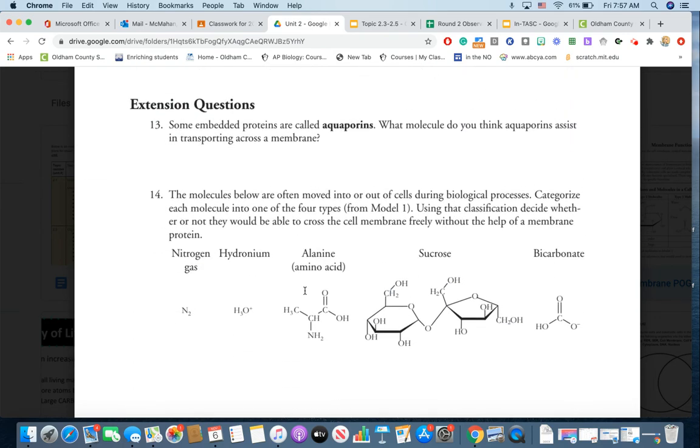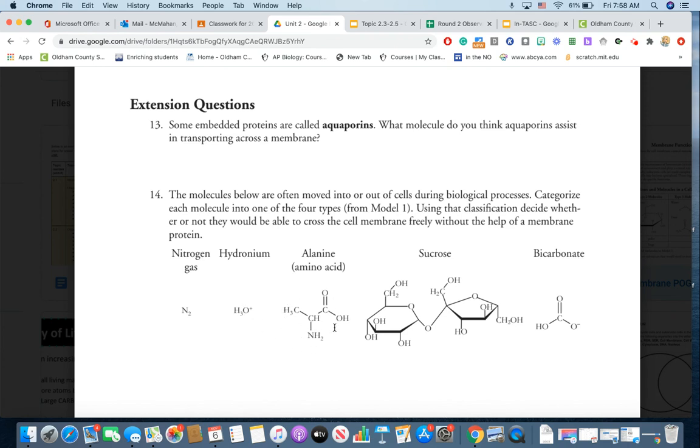Now let's look at this last page here. Number 13 says aquaporins. What do you think that they transport? Well, you know now from the lecture that they transport water, but hopefully you saw aqua as a prefix and you thought water. So these are the special proteins that transport water. Down here in number 14, it asks you to categorize these. So are these molecules, based on what you can see, type 1, type 2, type 3, or type 4? Nitrogen gas, these are small, nonpolar. So these are type 4 molecules. Hydronium, they're small, but look at that charge. That's an ion. So these are a type 1.